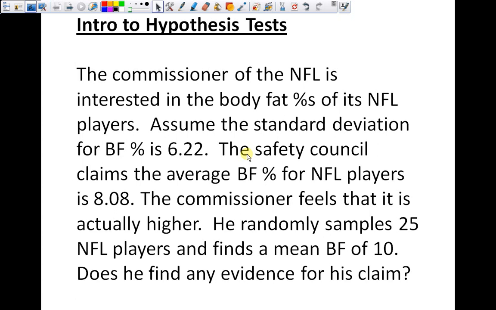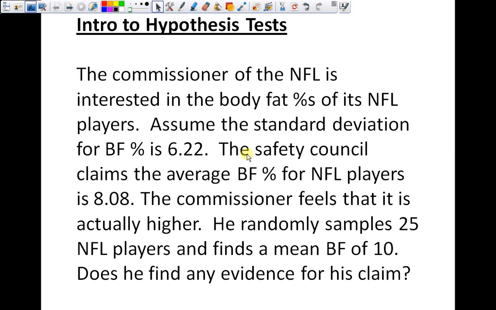So we're assuming this value just to illustrate the concept at this point. So it's not really a real world problem at this point, but it will be. We'll get to the point of what we do when we don't know the standard deviation. So for now, we're going to assume that it's 6.22.